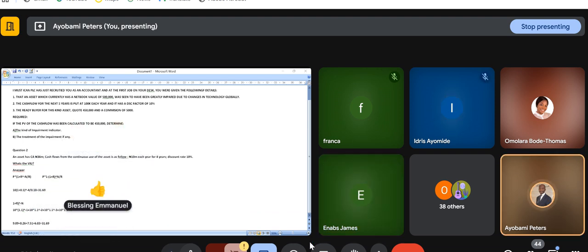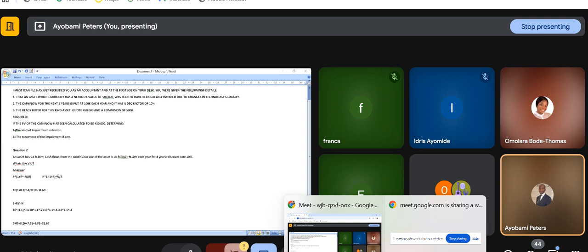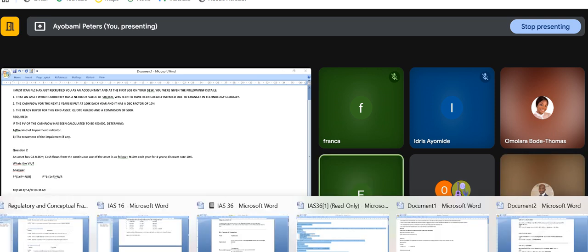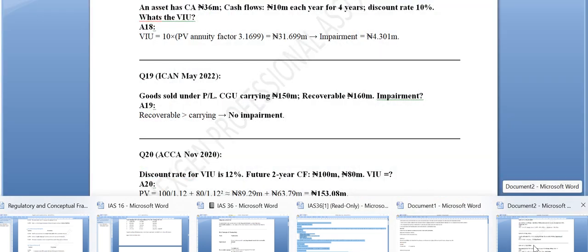Yes, sir. Should we still take another example on this value in use, or we should just go ahead? Another example, sir. Okay. Another example. Okay.